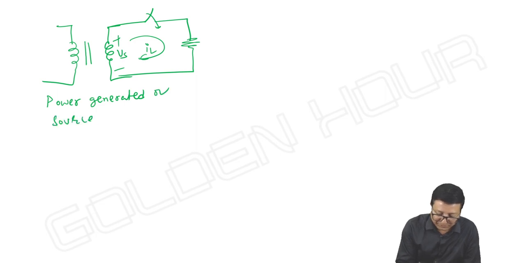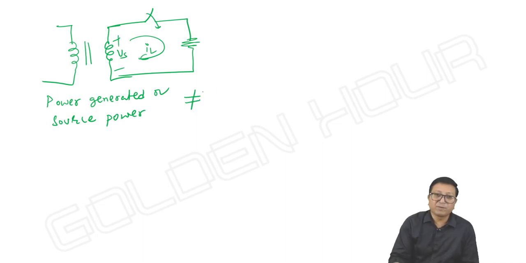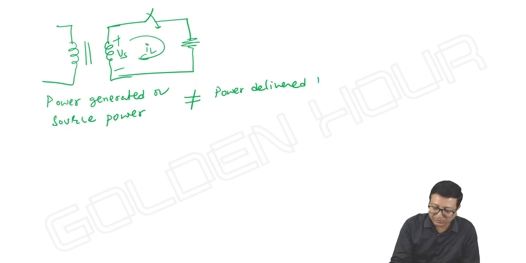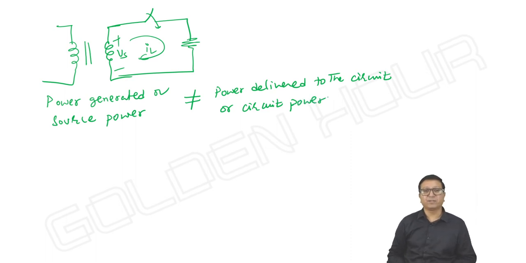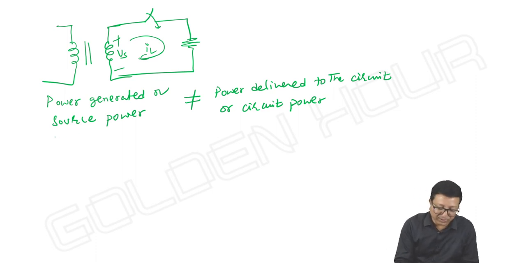Source power is not equal to the power delivered to the circuit, or power absorbed by the circuit, which can also be known as circuit power. When there is switching, you cannot equate them, it is meaningless. That's why the source power, it is also, what is this?